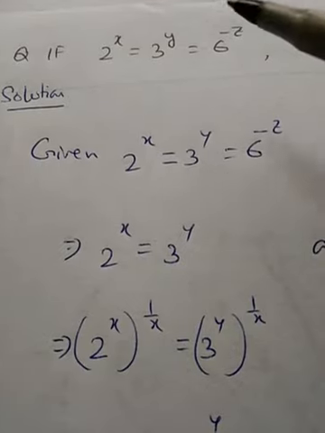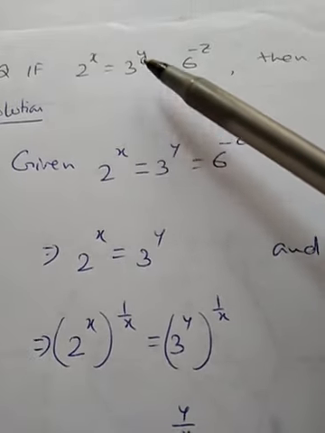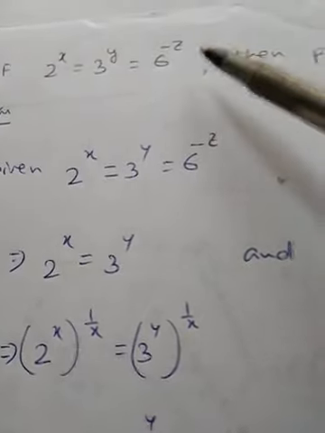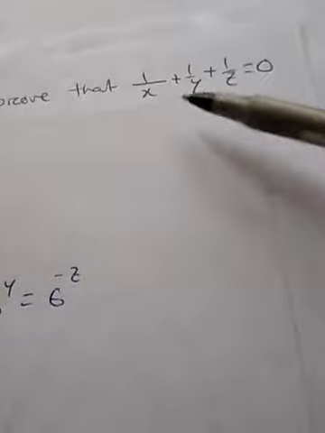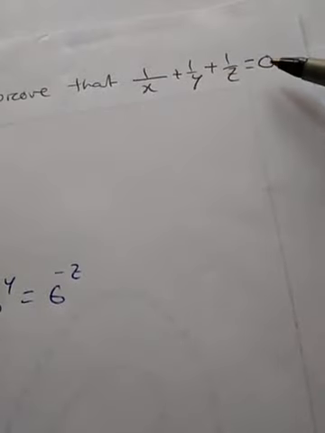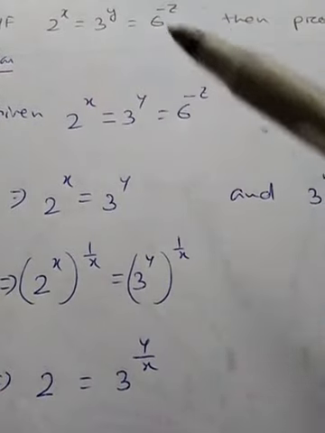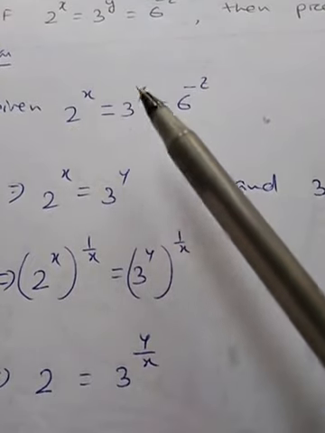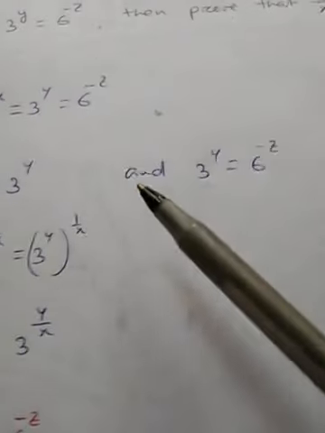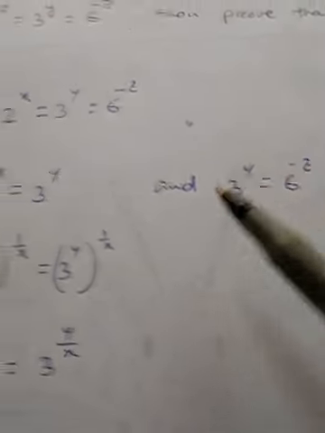In the next question, it is given 2 to the power x equal to 3 to the power y equal to 6 to the power minus z. Then we have to prove that 1 by x plus 1 by y plus 1 by z equals 0. So this relation we have converted into two parts. One is 2 to the power x equal to 3 to the power y, and next is 3 to the power y equal to 6 to the power minus z.